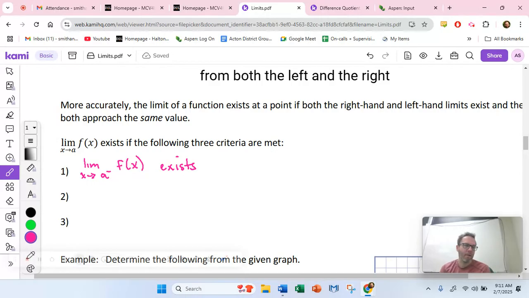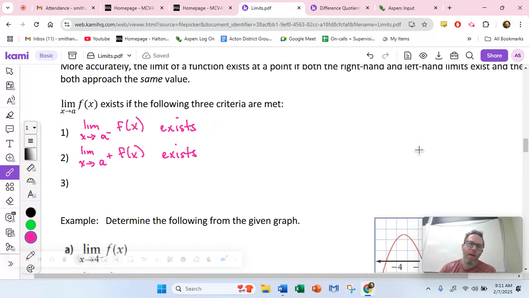The left-hand limit exists. And the second condition is that the limit as x approaches a from the positive side of f of x also exists. I'm going to draw a function where those two things are true, but the limit doesn't exist, to illustrate why we need this third one. So you can jot this down too.